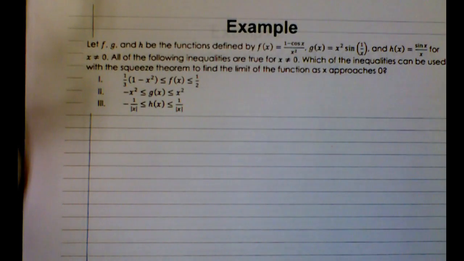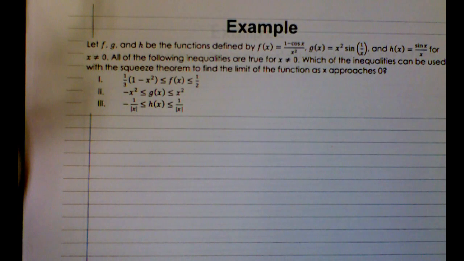All right, f, g, and h are functions defined here. F of x is 1 minus cosine of x over x squared. G of x is x squared times the sine of 1 over x. And h of x is the sine of x over x. All of these inequalities are true, all right, as long as x isn't 0. But which of them can be used with the squeeze theorem to find the limit as x approaches 0?